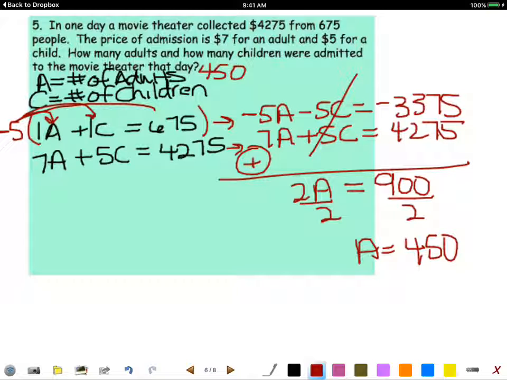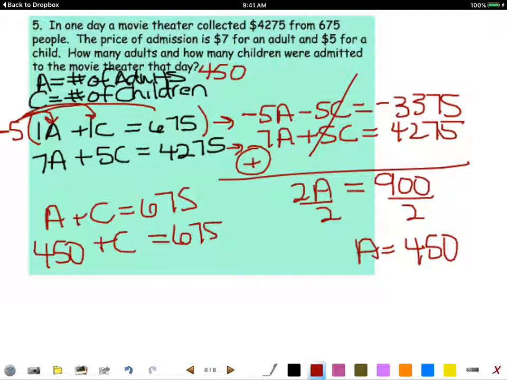How do we figure out how many children went? Clay? You just subtract that from 675? You can, because if you took the A plus C equals 675 and you substitute the 450 in for A right here, isn't that all you're really doing, just subtracting 450 from 675? And what do you guys get? 225. So come up here by your variables and put 225. Very good.